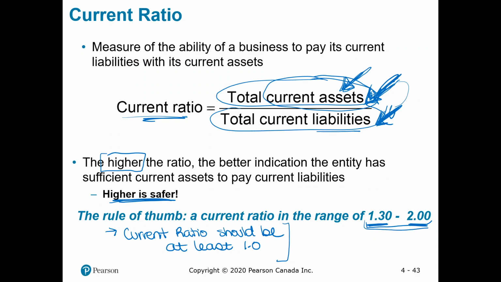How can you try and collect from your customers more quickly? So this 1.3 to 2 range, that's where you're safe. And if you have something above 2.0, yes, that's safe, but maybe you're just not utilizing your assets the best that you could.